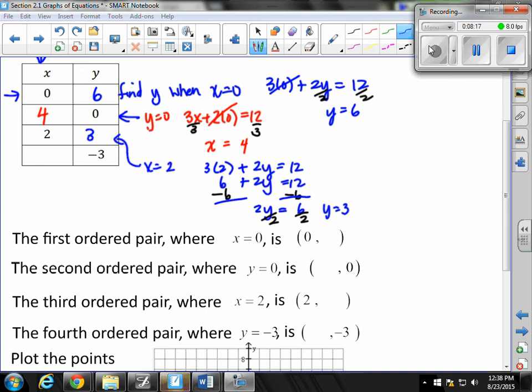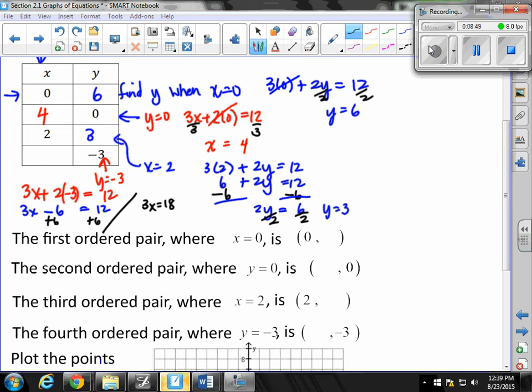And in the last line, they asked me to substitute y equals negative 3. So when I do that in the original equation, 3x plus 2 times negative 3 equals 12. That gives me 3x minus 6 equals 12. To solve for x, I need to add 6 to both sides of the equation. Running out of space here, 3x equals 18. And to solve for x, I need to divide both sides by 3. So x equals 6. So I'm going to put the 6 into my chart.